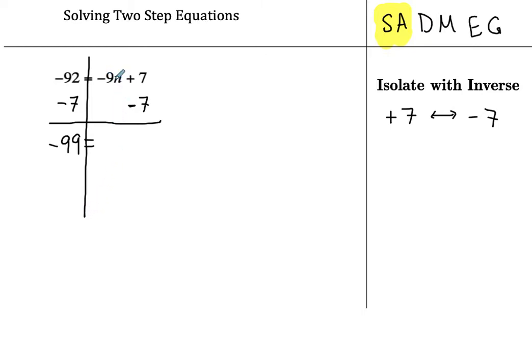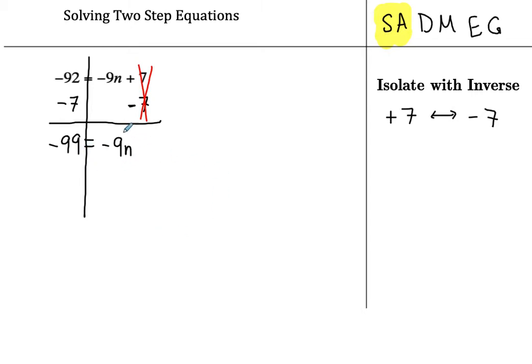This negative 9n, I didn't do anything to it. I'm not adding or subtracting anything to it. It's not changing, so it just drops straight down. And then this, if I have positive 7 and I take away 7, if I have 7 apples, I take away 7 apples, they cancel out, right? So there's nothing remaining there in that space.